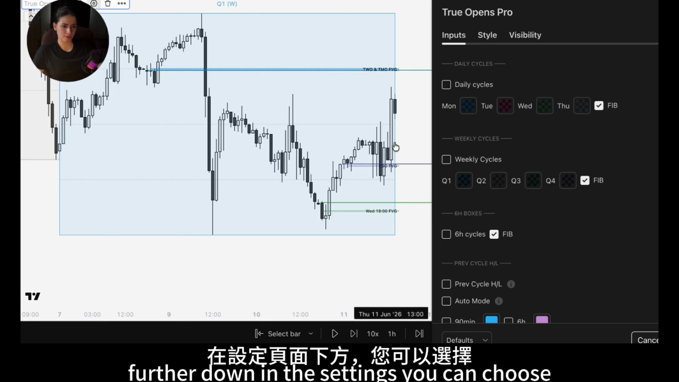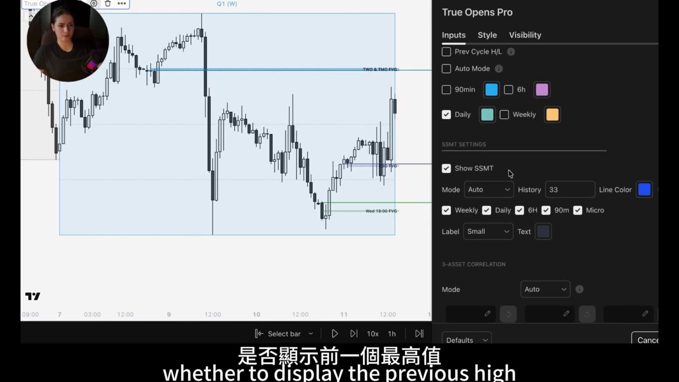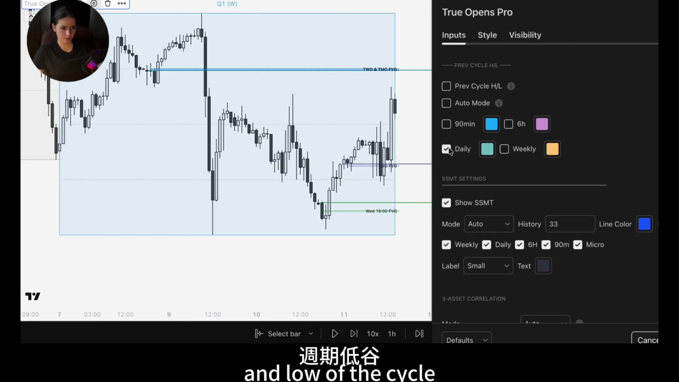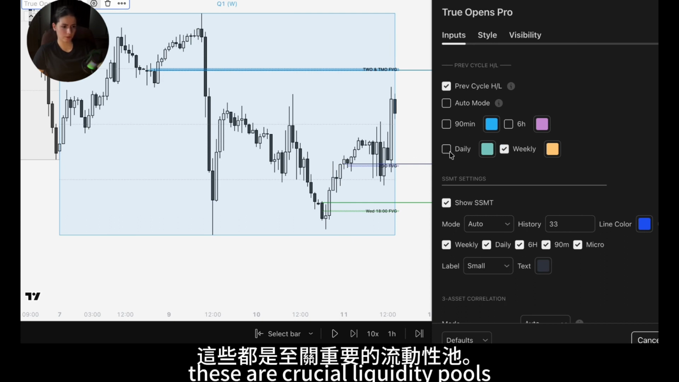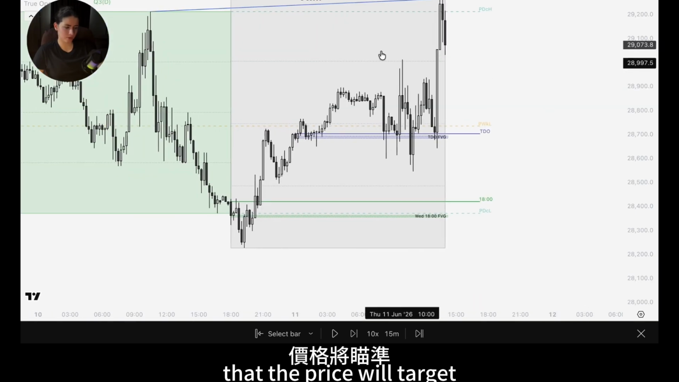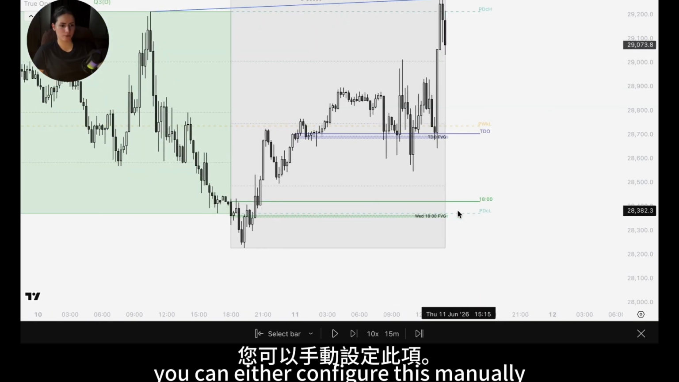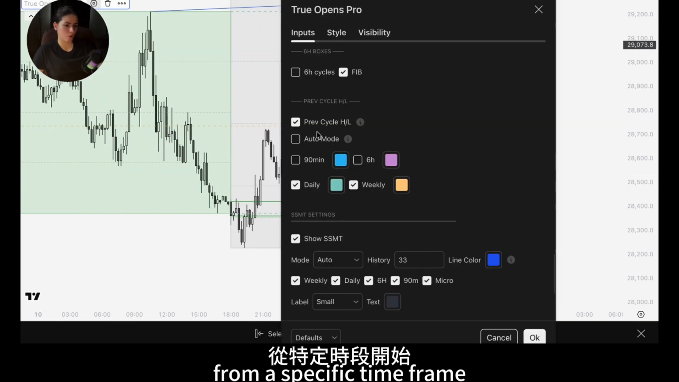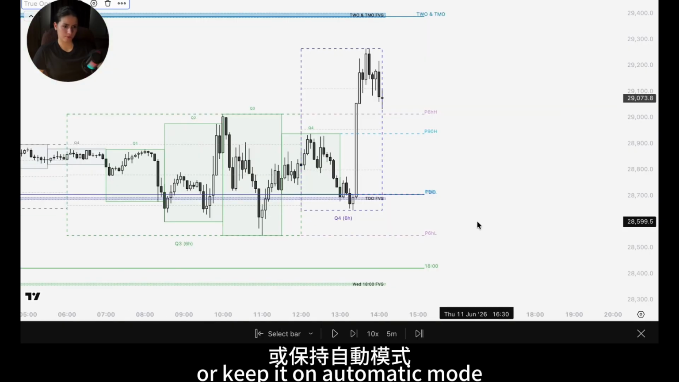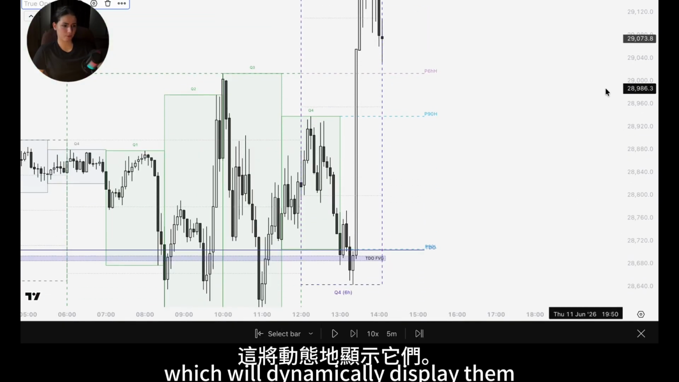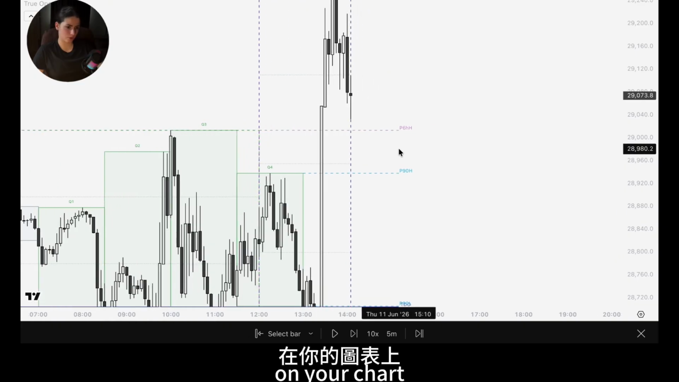Further down in the settings, you can choose whether to display the previous high and low of the cycle. As I mentioned before, these are crucial liquidity pools that the price will target. You can either configure this manually from a specific time frame or keep it on automatic mode, which will dynamically display them based on the current cycles on your chart.